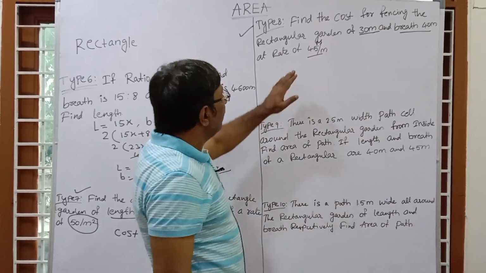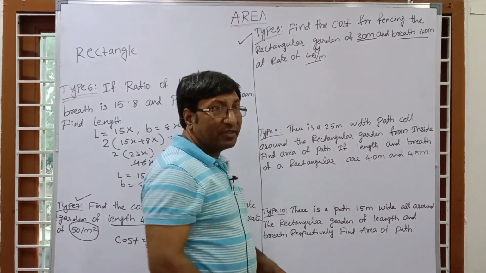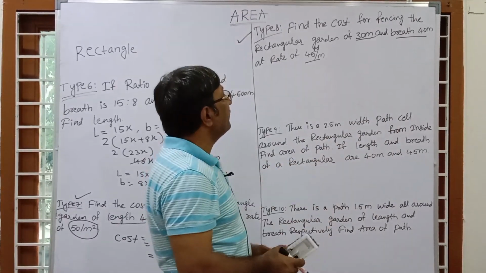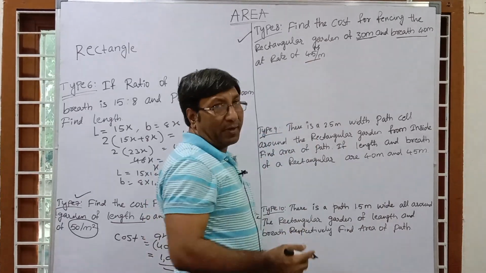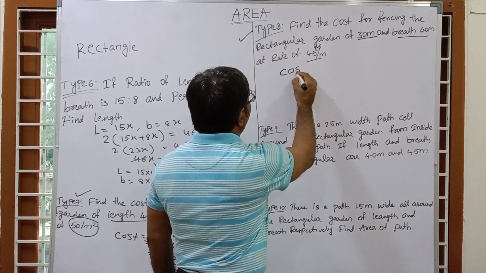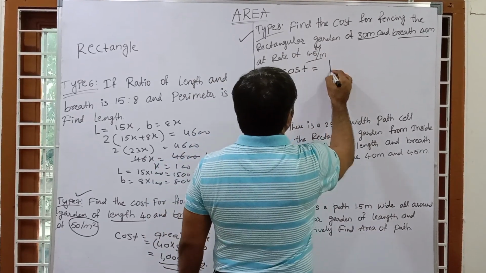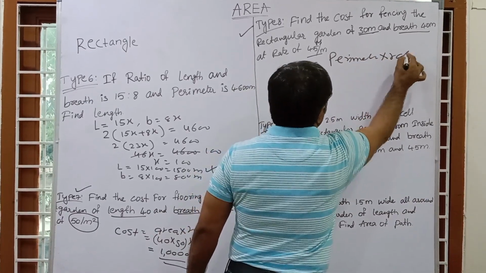So we have to do the fencing of the rectangular garden. Fencing means you have to make the fence all around, surrounding the rectangular garden. Again, it is given 45 rupees per meter. So for this type of question, what is the technique? Cost of fencing equals what? It is given per meter, so that is perimeter into rate.